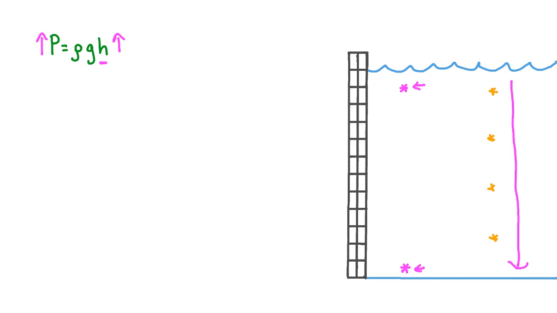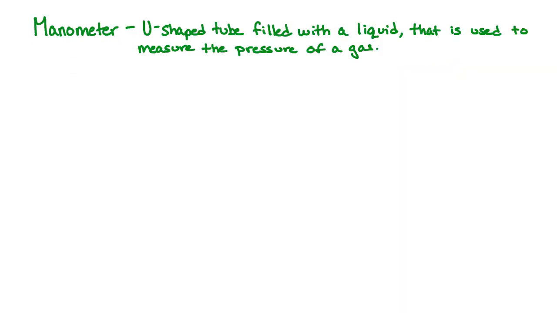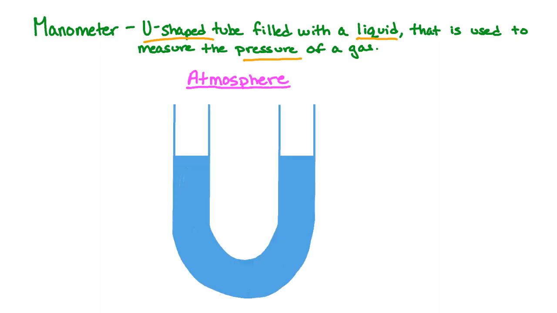Let's apply what we just recalled about the pressure in a liquid to a manometer. A manometer is a U-shaped tube filled with a liquid that is used to measure the pressure of a gas. How does a manometer help us measure the pressure of a gas? Let's look at a manometer when the left tube and the right tube are both open to the atmosphere. In both tubes of the manometer, the atmosphere will apply a pressure to the liquid.